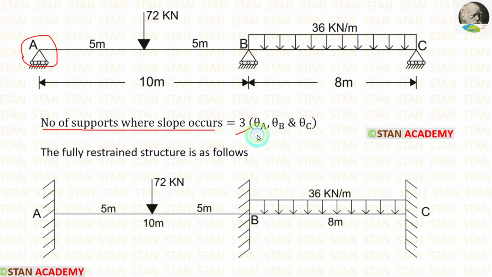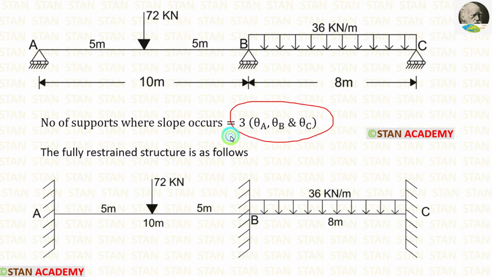In the point A, we are having theta A. In the point B, we are having theta B. And in the point C, we are having theta C. So in this analysis, we are having 3 unknowns. If we calculate these 3 unknowns, we can easily find the final moments.